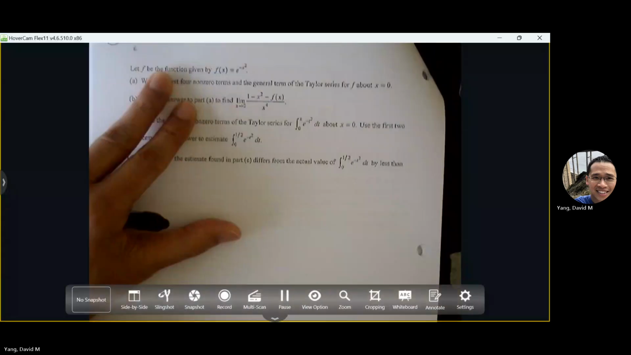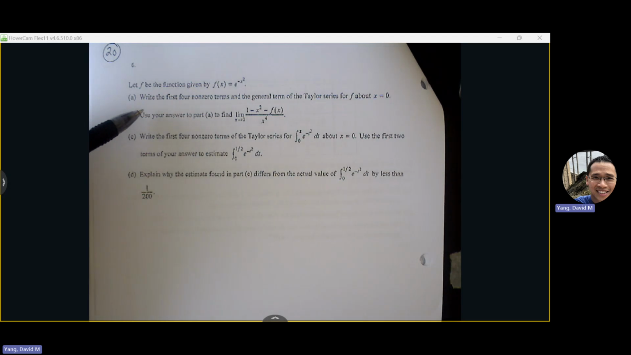All right, so page 20. I think there are some questions about this, especially the last half, so I want to just make sure I go through it with you. So part A says, write the first four non-zero terms.